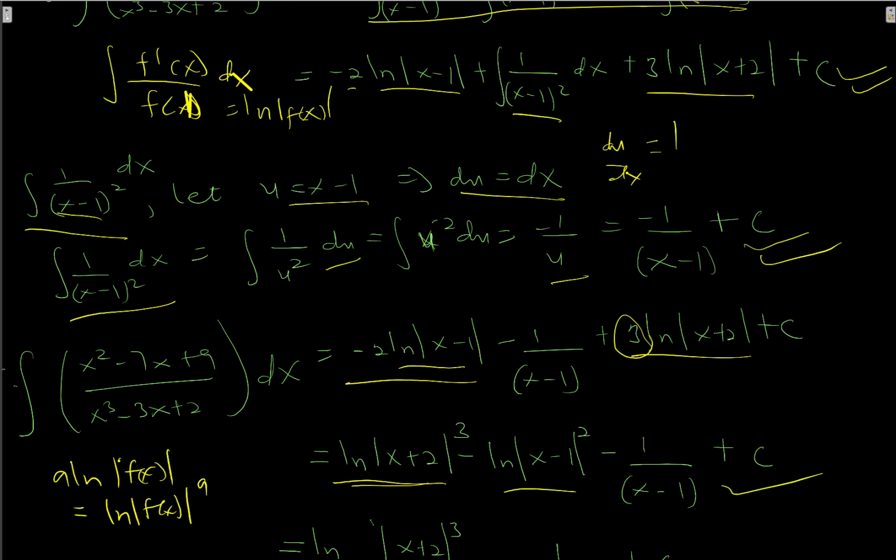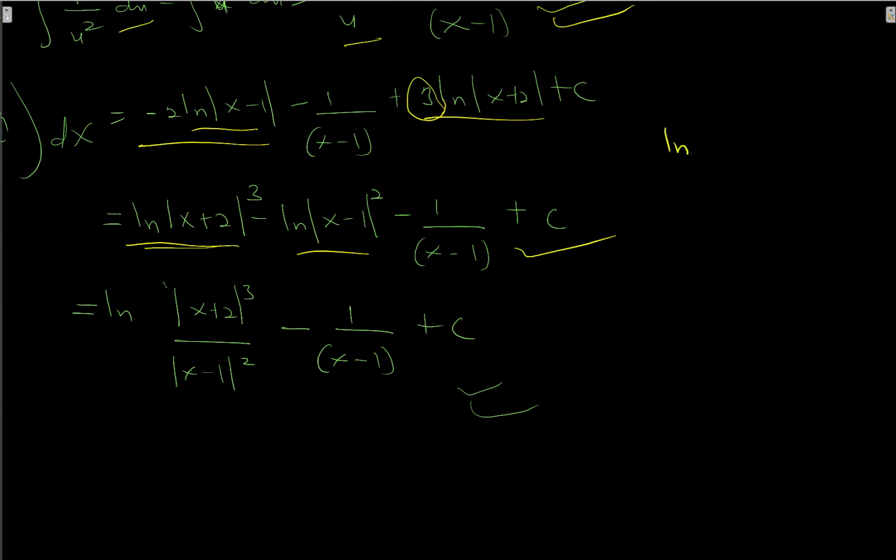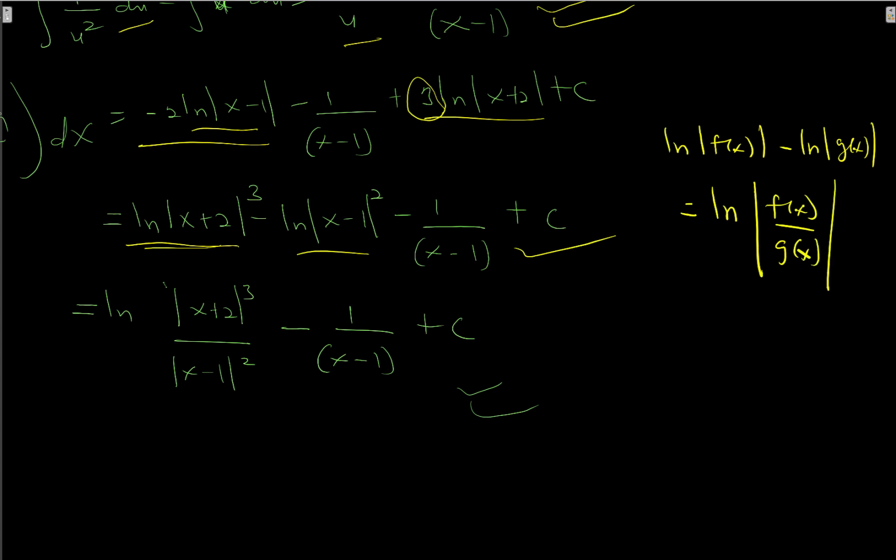And also one of the rules of log states that when you have the natural log of f of x minus the natural log of g of x, then we can rewrite this as the ln of f of x divided by g of x. But since you see this is to the power 3 and this also to the power 2, we write it in this form. We are dividing because of this minus sign here. So this is our final answer. Now let's look at the next example.